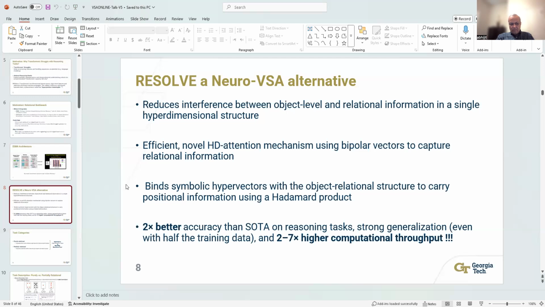We will bind the symbolic hypervector with the object relational structure to carry positional information using Hadamard product. And with this structure, we were able to achieve 2 times better accuracy than the state-of-the-art on relational tasks. We also have better generalization and from 2 to 7 times higher computational throughput.